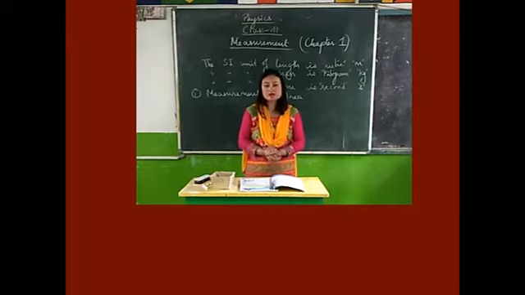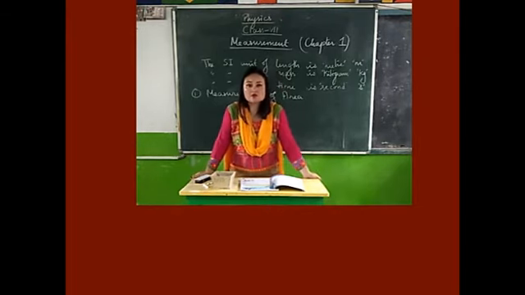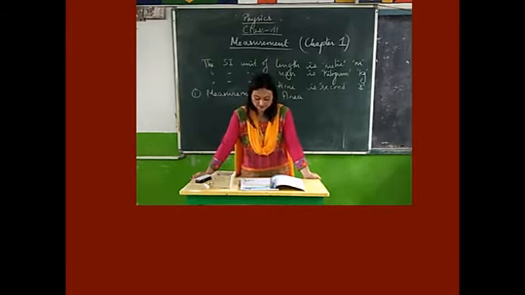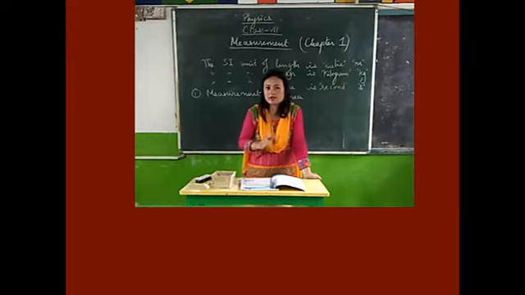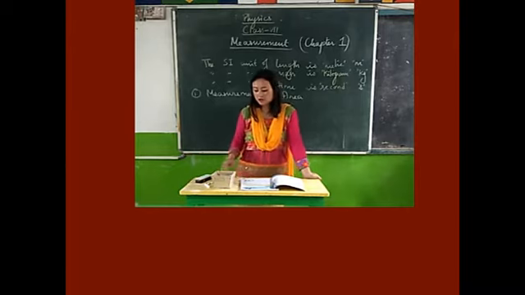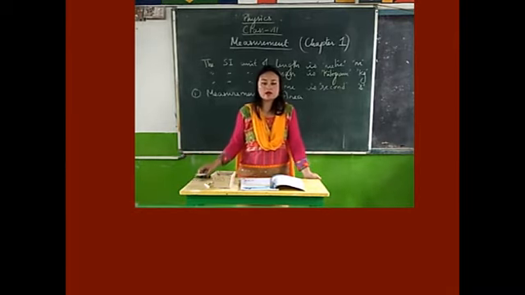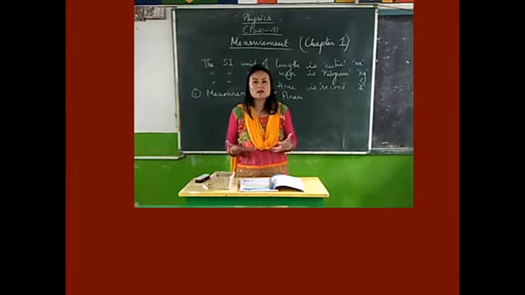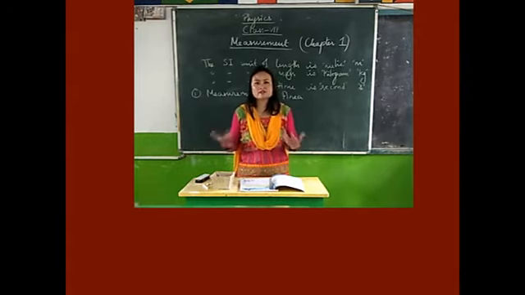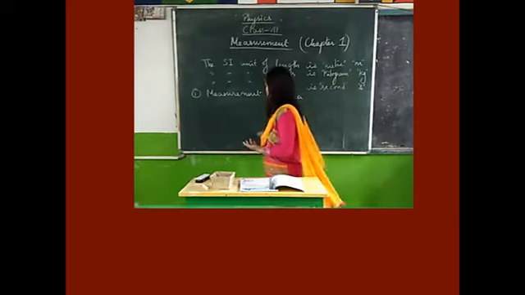So area is a surface. Area is a measure of surface of an object. And here the measurement of area has been divided into two parts. One is area of a regular figure and the other is area of an irregular figure. So regular figure means like rectangle, square, which has a definite shape and size. Any figure which has a definite shape and size would be your regular figure, and any figure which doesn't have a definite shape or size would be your irregular figure.